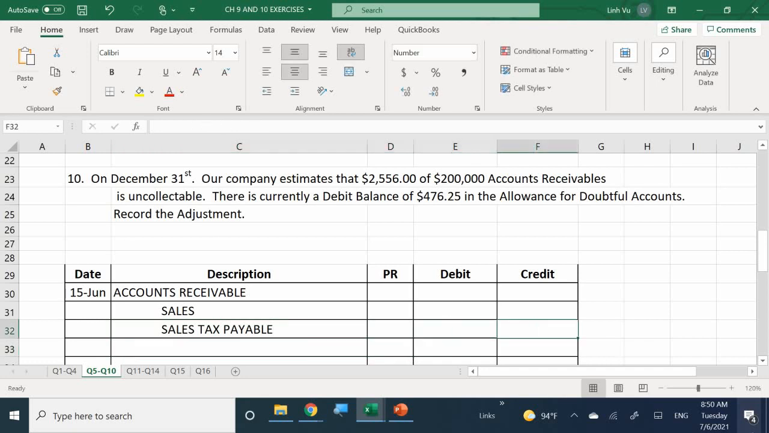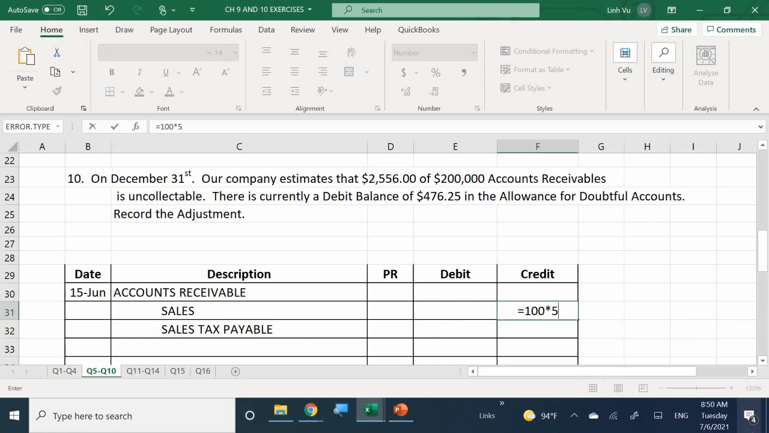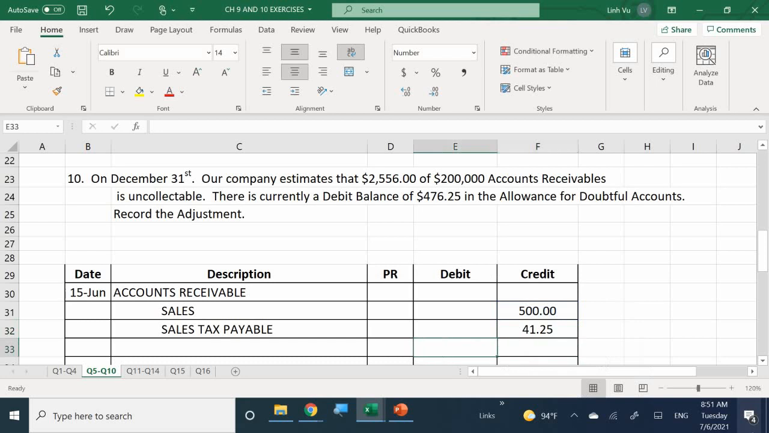Okay, so in this case, 100 toys at $5. So 100 times 5 gives you $500. Tax is going to be based off of the $500 that you sold. So this times 0.0825 gives you $41.25, to give you a grand total on accounts receivable.